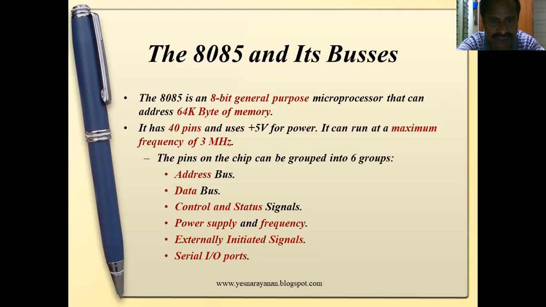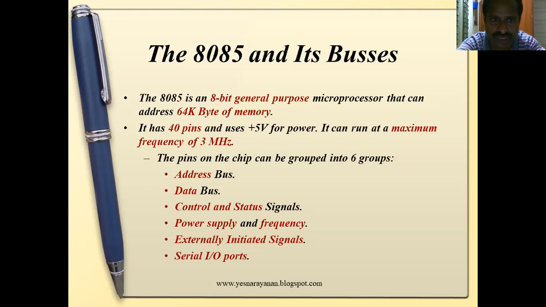The pins on the chip can be grouped into 6 groups: address bus, data bus, control and status signal, power supply and frequency, externally initiated signal, serial I/O ports. Address bus means a set of wires which carries address of the memory location.